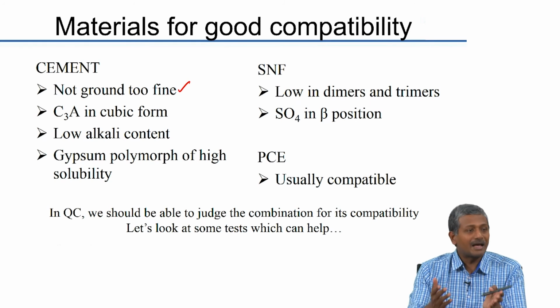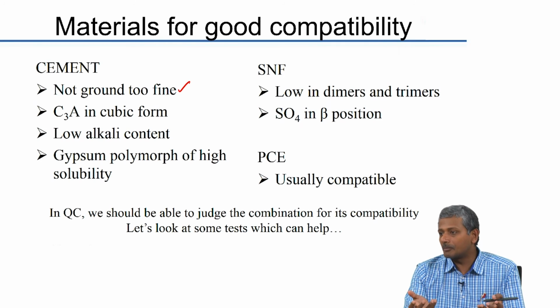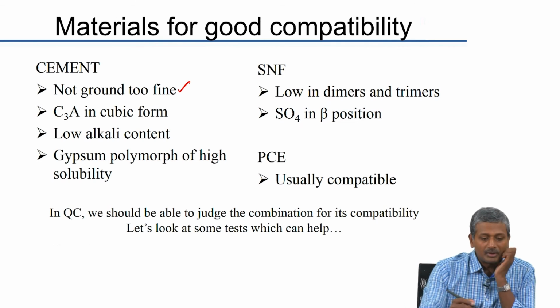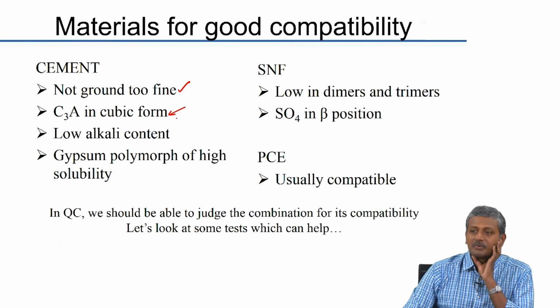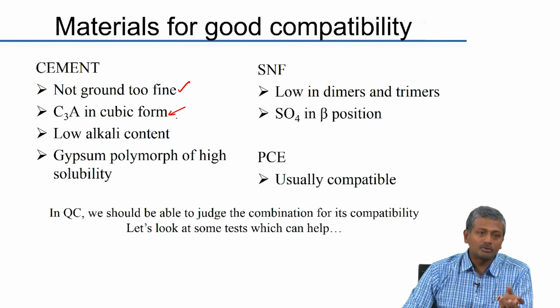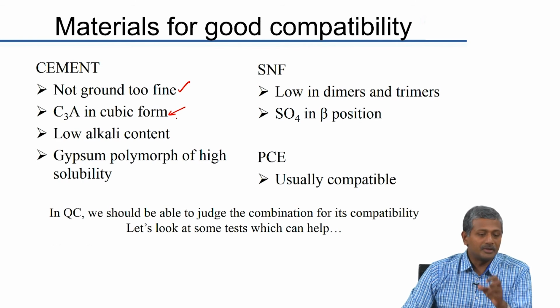Or if you are having a compatibility problem with the cement, opting for a lower fineness may actually help get rid of some of that compatibility problem. What about C3A? Generally it is seen that C3A in cubic form, which presents a high reactivity as opposed to the orthorhombic form, can lead to a much better compatibility in a cementitious medium.